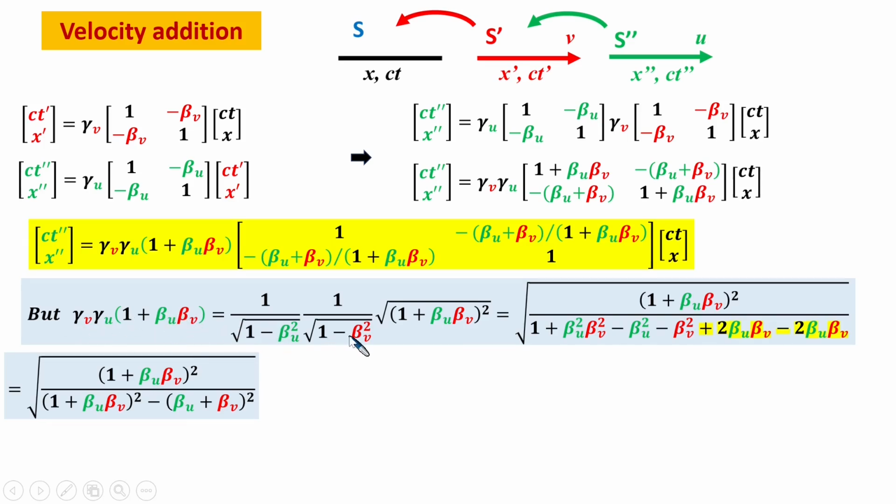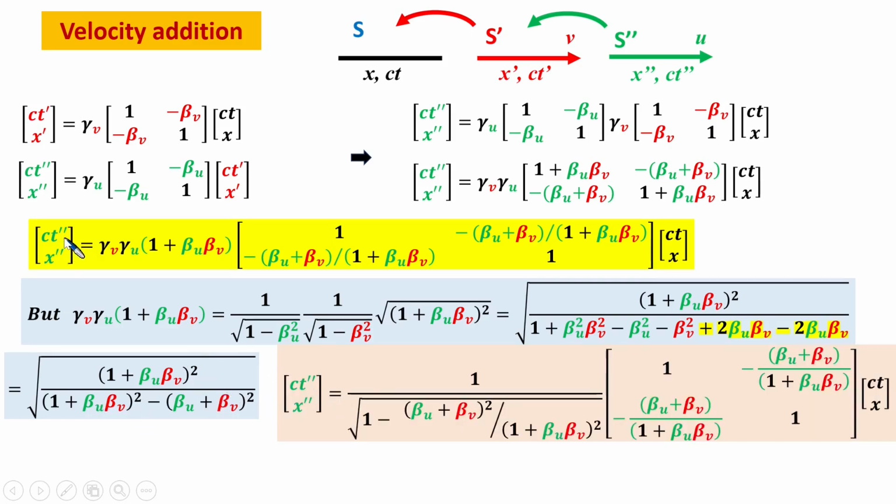So gamma v I have written as 1 minus beta v the whole square, that is v square by c square, and this gamma u gamma v, this same thing, I am writing as a square root and then squaring it. So this is the same, and now I take all of them under the square root. Just expand this and there will be some terms which will get cancelled, these 2 terms will get cancelled, and you can simplify this to 1 plus beta u beta v square. So now I can write this ct double prime x prime as square root of this, dividing it by 1 plus beta u beta v square.